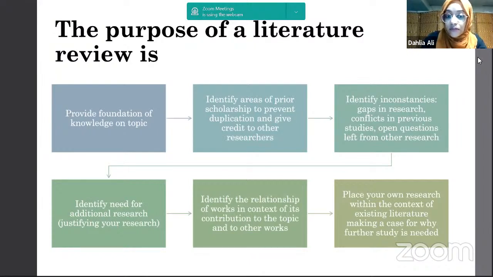Also identifying the relationship of works in the context of their contribution to the topic and other works. And finally, place your own research within the context of existing literature, making a case for why further study is needed.